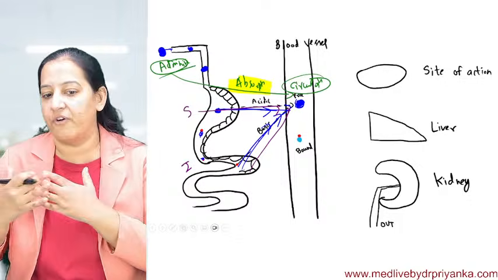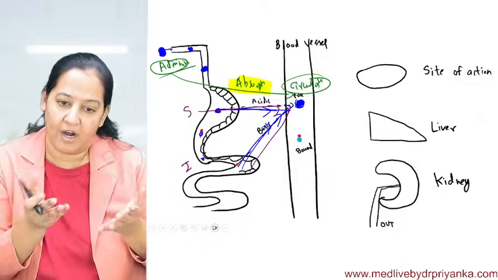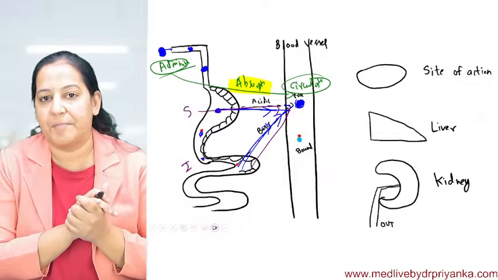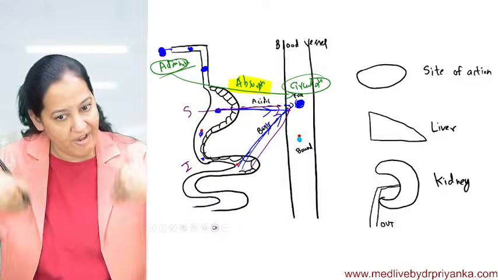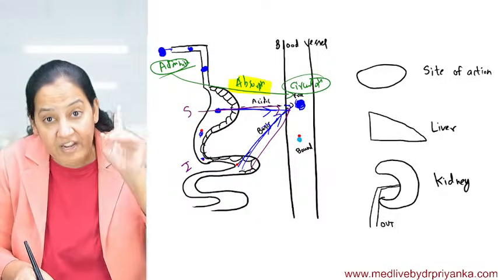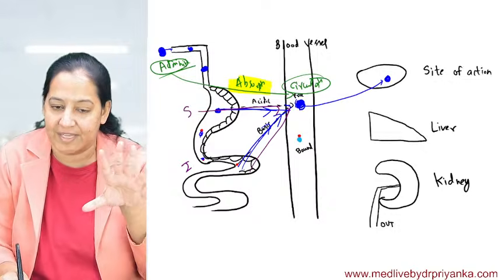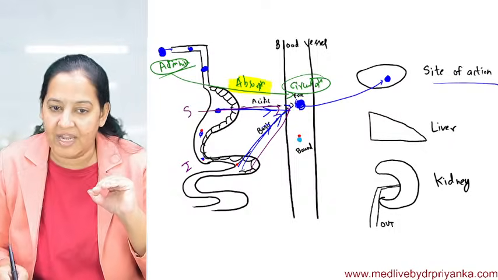If I'm taking a drug for heart failure, it is supposed to go to the myocardium of the heart and act on its receptor. So the drug goes everywhere via blood circulation. Wherever it has its receptor, it will enter that organ and bind with those receptors. That is the site of action.